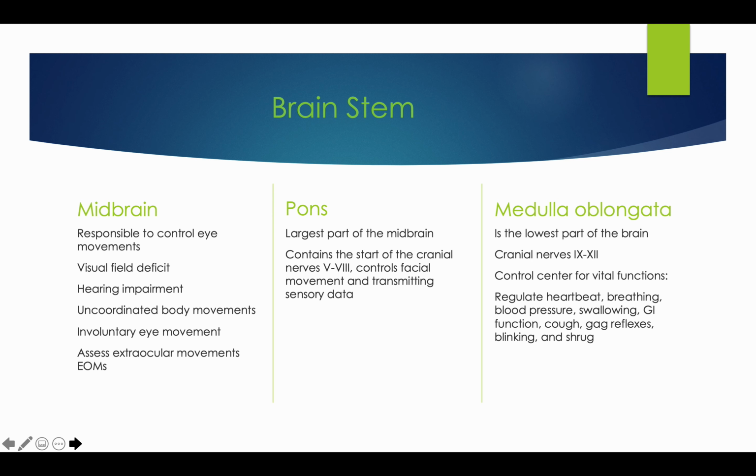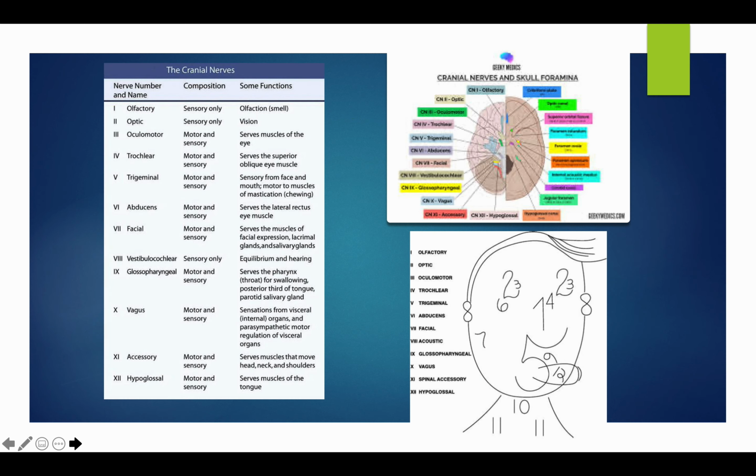The medulla oblongata is the lowest part of the brain, which contains the cranial nerves 9 through 12. It controls the center for vital functions, regulates your heartbeat, your breathing, your blood pressure, swallowing, GI function, the cough, gag, corneal reflexes, blinking, and shoulder shrug. Now I'm going to explain the cranial nerves and I'll go into detail about that. I just wanted to show a little picture of where the cranial nerves begin in the brain, and here's a little picture of where they are on the face, the head, and the neck, just for reference.